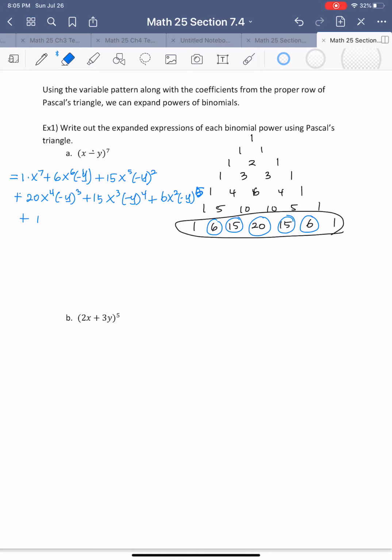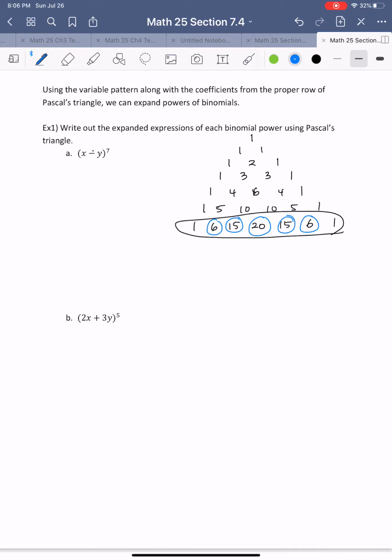So 1, 2, 3. Yeah, I still have 7 terms, okay? So I need to get 8 terms. Alright, sorry about that. So I need to go one more. So I got 1, 7, 21, 35, 35, 21, and 7. And 1. Yeah, that's what I need because it's a 7th power.